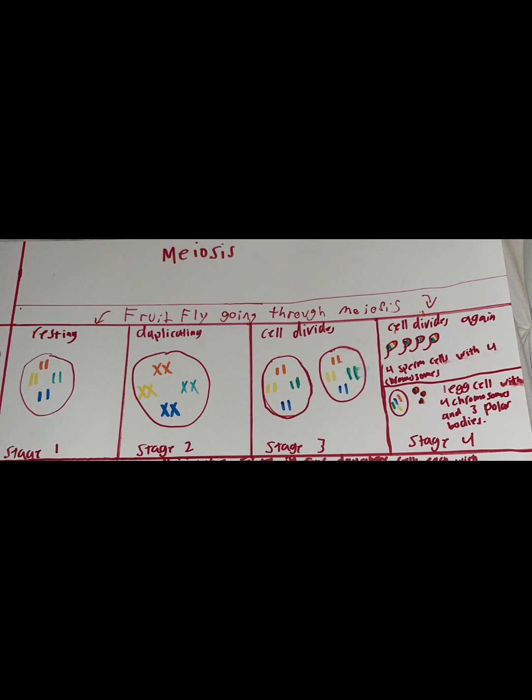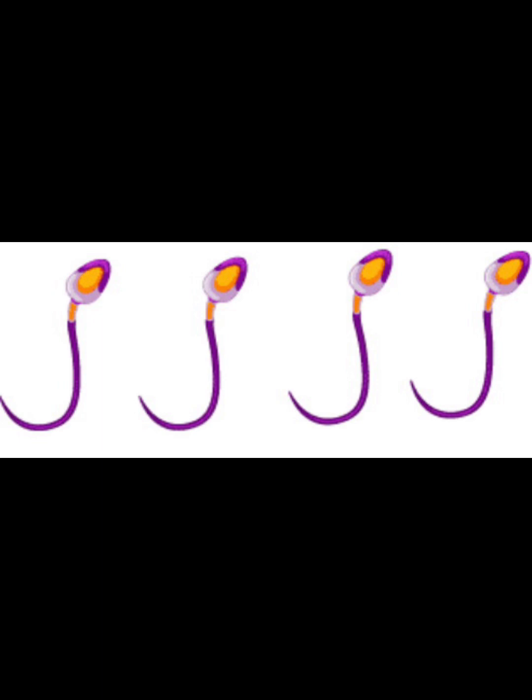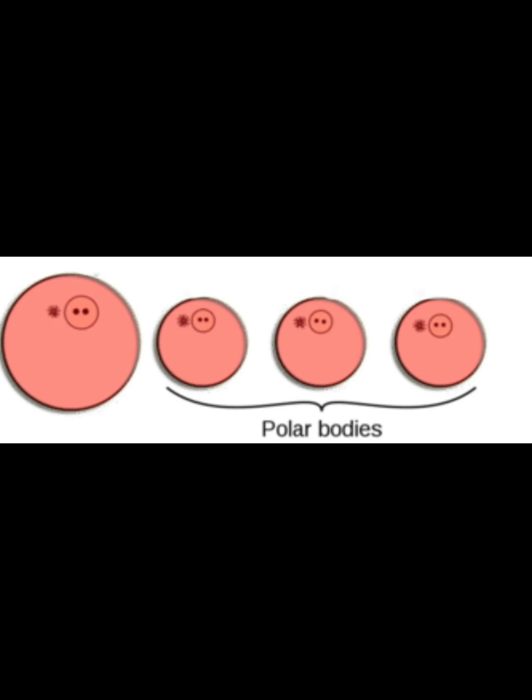Using the fruit fly as an example, if it is a male, it will have 4 new sperm cells, each with 4 chromosomes. If it is female, it will make 4 egg cells, each with 4 chromosomes. However, only one will be able to be fertilized because the other 3 will be polar bodies and not be able to be fertilized. The female will already have all the egg cells it will ever have upon being born.